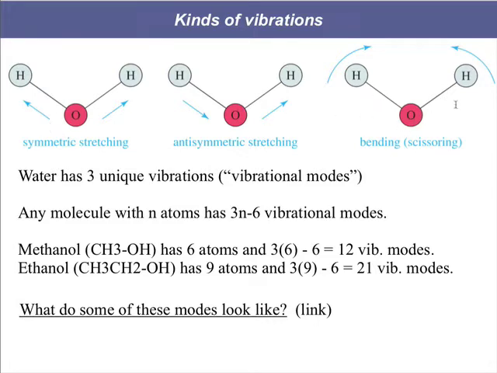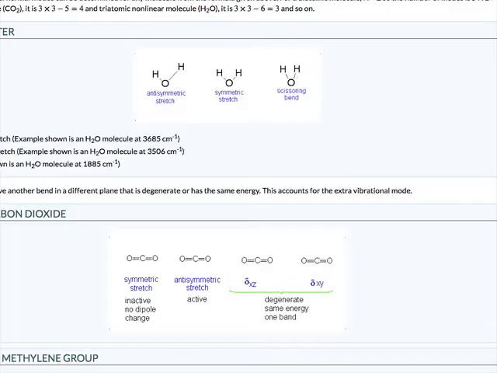These are called vibrational modes, different ways that the molecule can vibrate. And any molecule with n number of atoms will have 3n minus 6 vibrational modes. For example, water has 3 atoms, so 3n minus 6 would be 3 times 3 minus 6, so that would be 3 vibrational modes. These are the 3 vibrational modes for water. For methanol, CH3OH, there are 6 atoms, so it would have 3 times 6 minus 6 equals 12 vibrational modes. And ethanol with 9 atoms would have 3 times 9 minus 6, which is 21 vibrational modes.